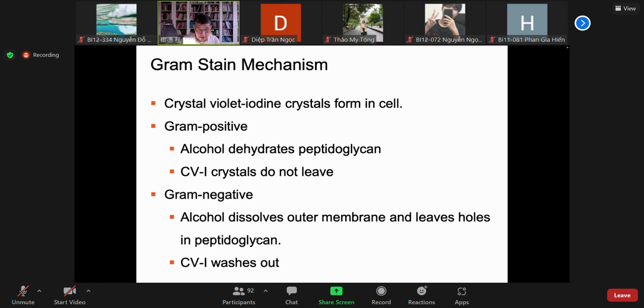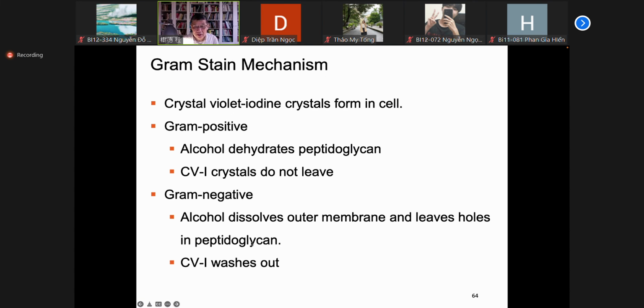on the peptidoglycan. However, for gram-negative, because its peptidoglycan is only a few layers, once alcohol treated this peptidoglycan, with the dissolution of the plasma membrane, and peptidoglycan still has large pores, so the crystal violet and iodine complex leaks out. So this makes gram-negative bacteria unable to retain the crystal violet and iodine complex. That explains the different staining properties of gram-positive and gram-negative bacteria.